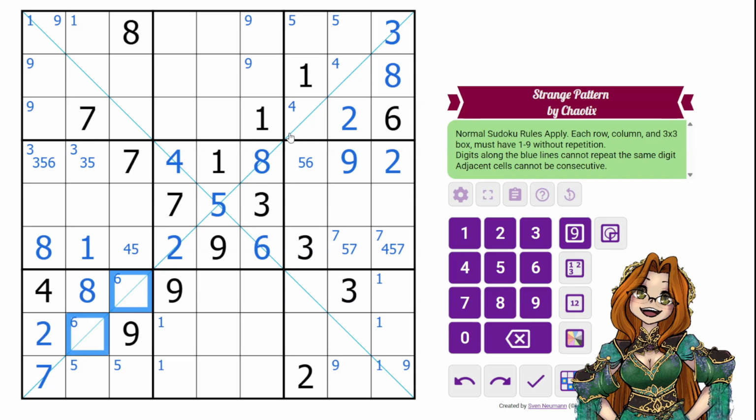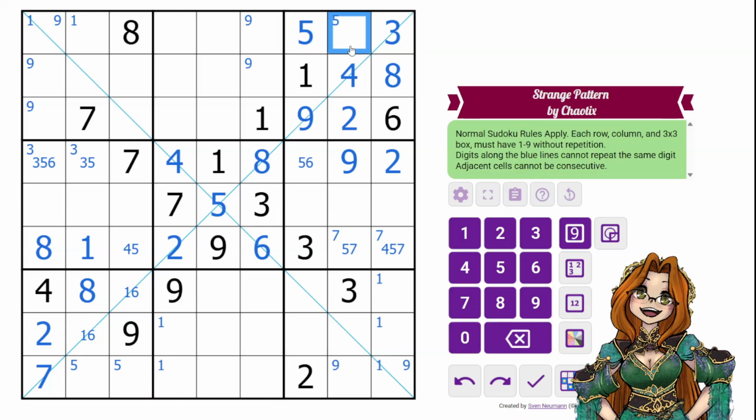What is left on the diagonals? We need a 1. Goes here, so this is 1, 6. And then 4, 9. Yes, 4, 9. But this 4, 9 is next to an 8, so this cannot be a 9. This must be the 4. 9. 4 cannot be next to 5, so this is the 5.